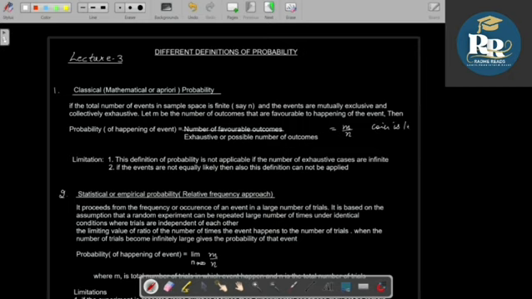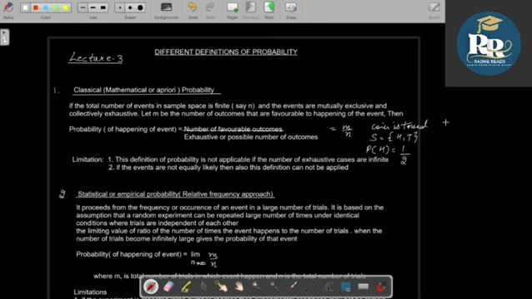For example, coin toss. If a coin is tossed, then what is the sample space? Head and tail. Then the probability of head: in this case, the number of possible outcomes favorable to head is only 1 and the total number of trials is 2, so 1 by 2. So the probability of head is 1 by 2.